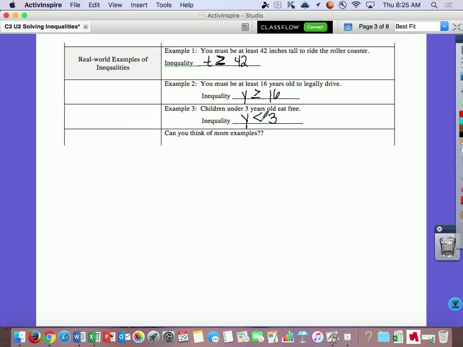Okay, so you are going to come up with your own example and show me. So you're going to raise your hand when you come up with your own example.